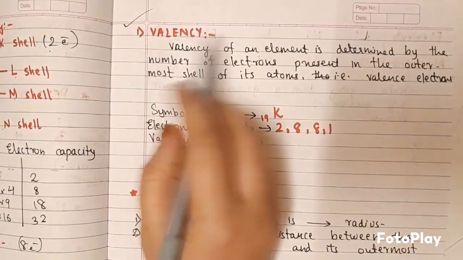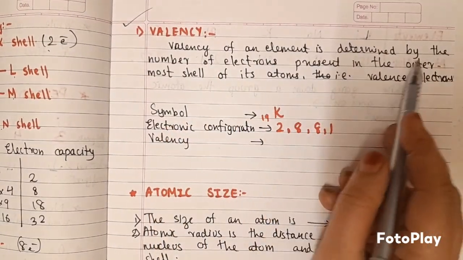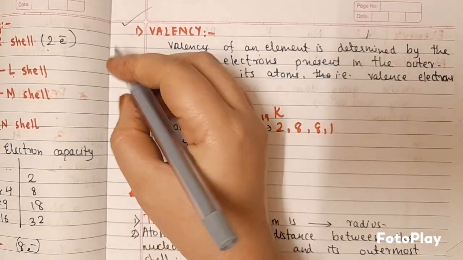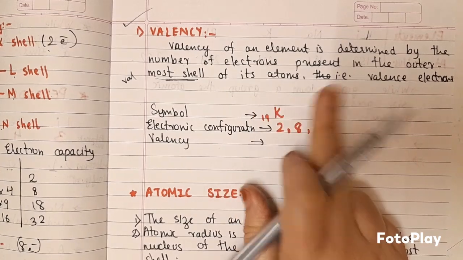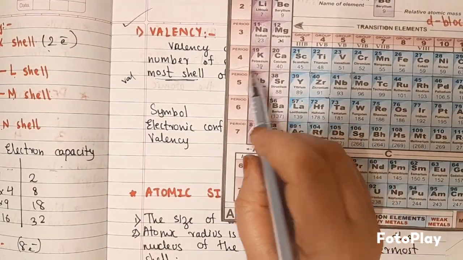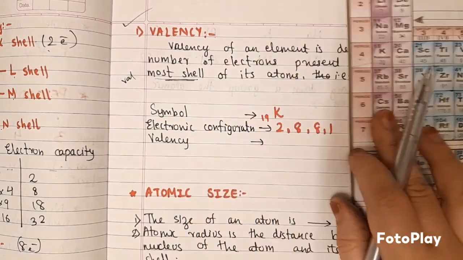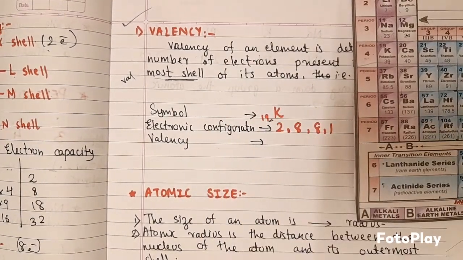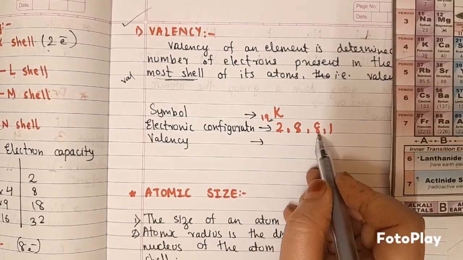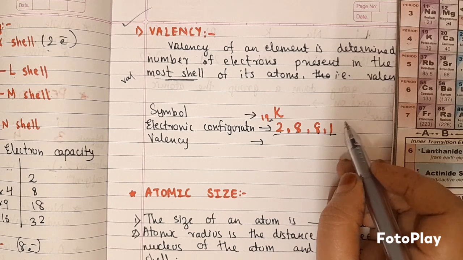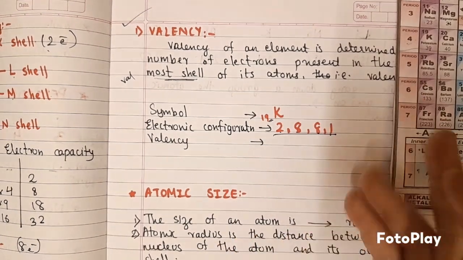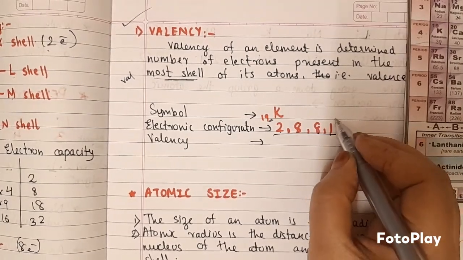Okay, valency, what is it? Valency of an element is determined by the number of electrons present in the outermost shell. Outermost shell means valence shell of its atom, that is valence electrons. If we take an example of potassium of the fourth period and first group, in potassium the atomic number is 19, and the electronic configuration of potassium is 2, 8, 8, 1. So here 4 shells are there, and the valence electron means the electron present in the outermost or last shell. This is called a valence electron.